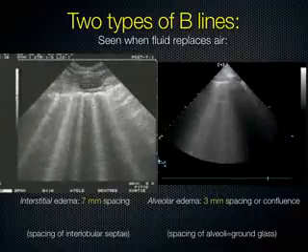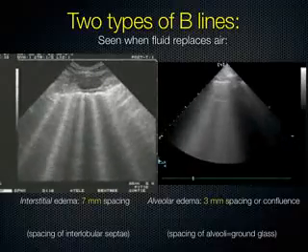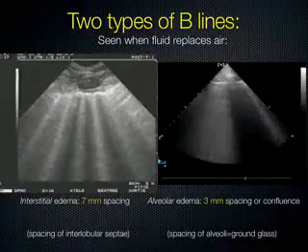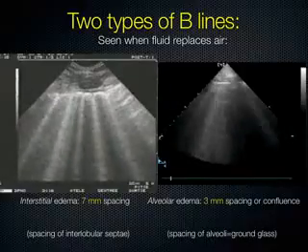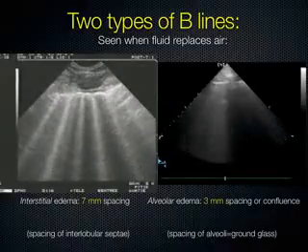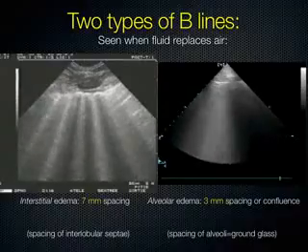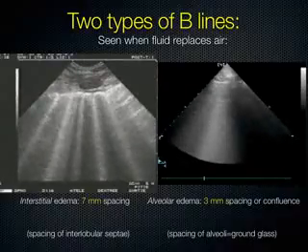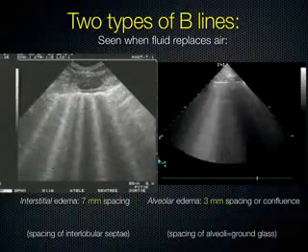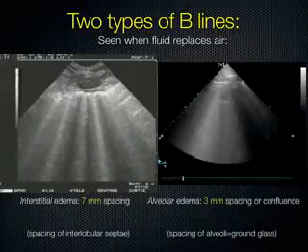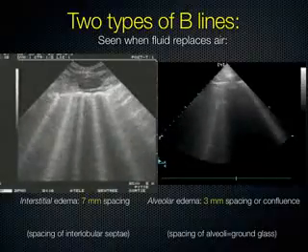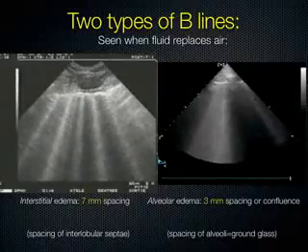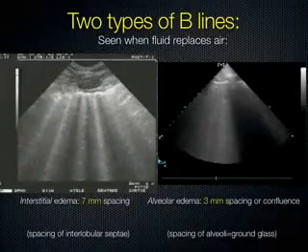The one on the right that looks more fine and diffuse, that's when you progress from just interstitial edema into alveolar edema or ground glass or more significant pulmonary edema, so that the fluid is actually in the alveoli, and that means the alveoli are spaced only about 3 millimeters apart, so you have just a kind of diffuse B line. Appreciate the difference there? Okay.